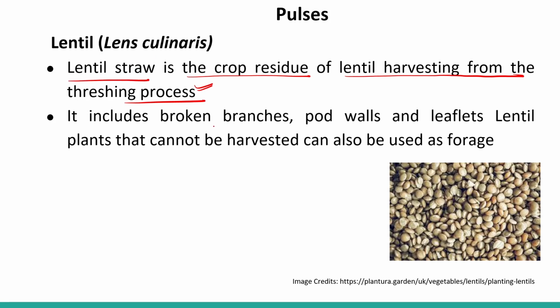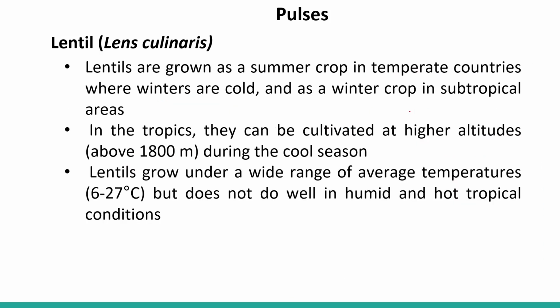It includes broken branches, pod walls, and leaflets. Lentil plants that cannot be harvested can also be used as forage. So once it is not harvested, that can also be used as forage. But its broken branches, pod walls and leaflets are also used for feeding our livestock.